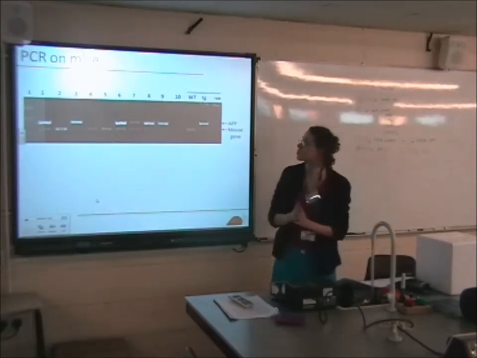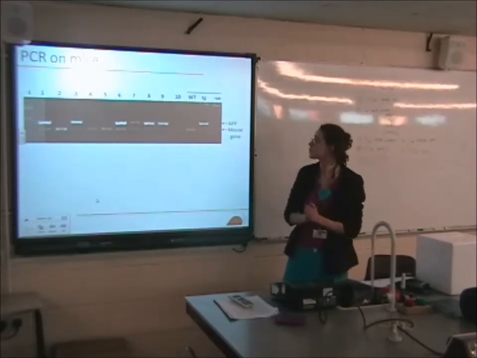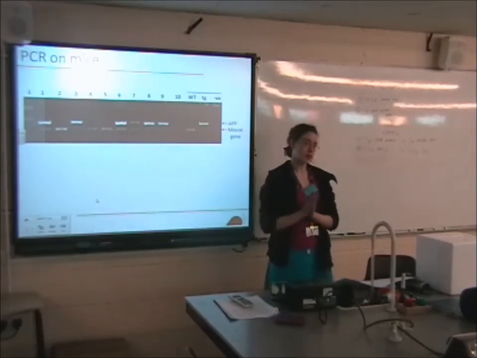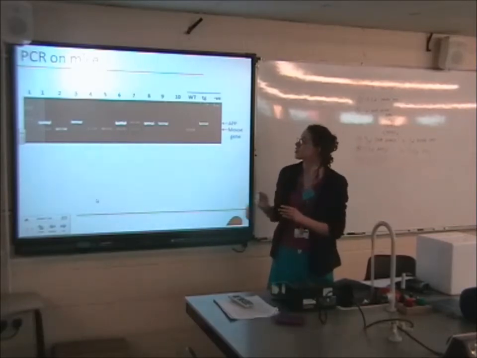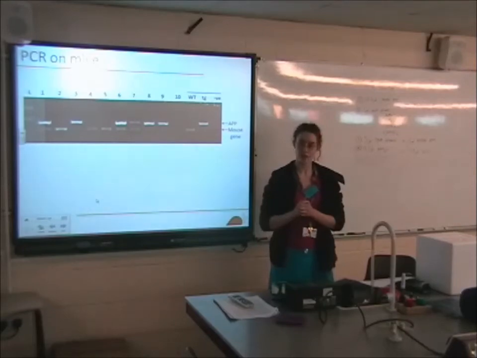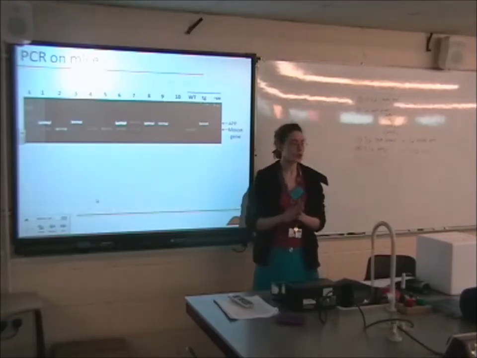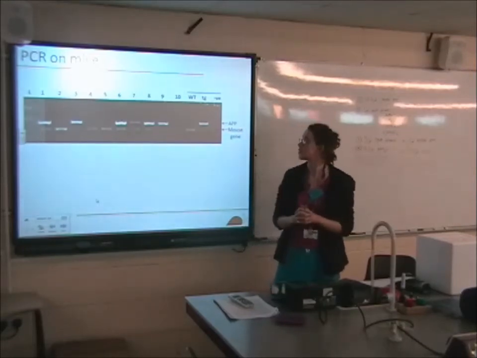This is an example of some PCR I did on some of my mice. And the first thing we need to do when we look at this gel is to look at the controls, because the controls will tell us whether the experiment has worked, and if the controls haven't worked, then we can't conclude anything from the experiment.